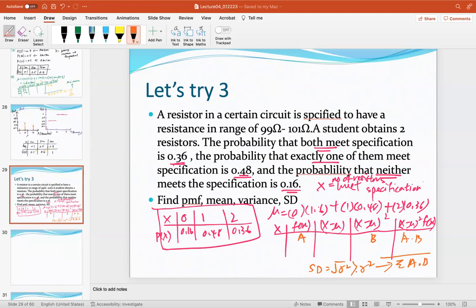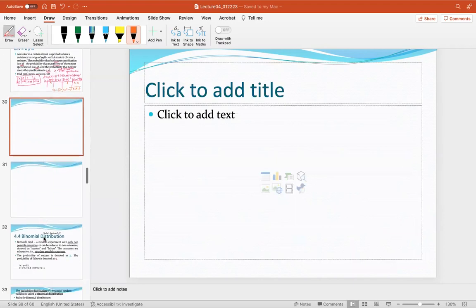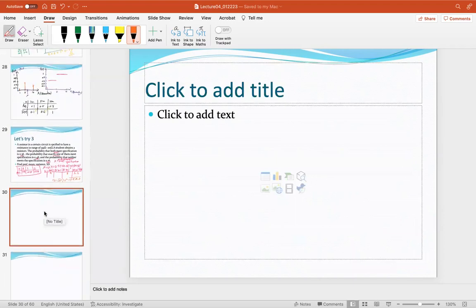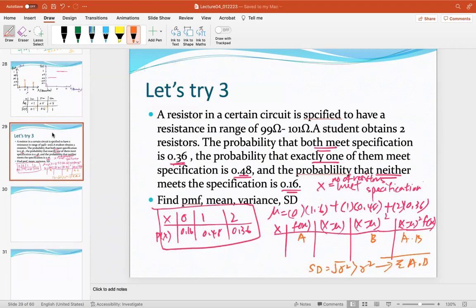That's it. The purpose of this tutorial is to be quite straightforward and easy, so that you can remember and understand how to use the formula and the fundamentals of discrete random variables. I hope you understand it.